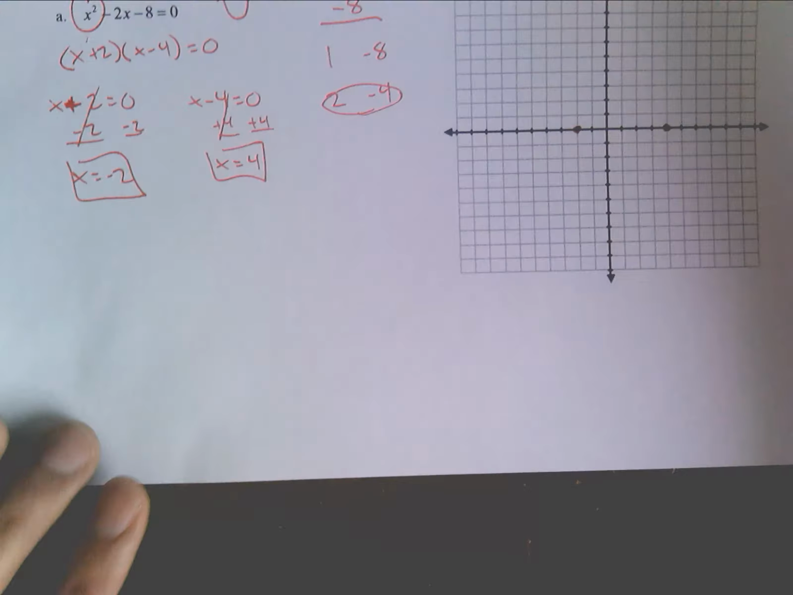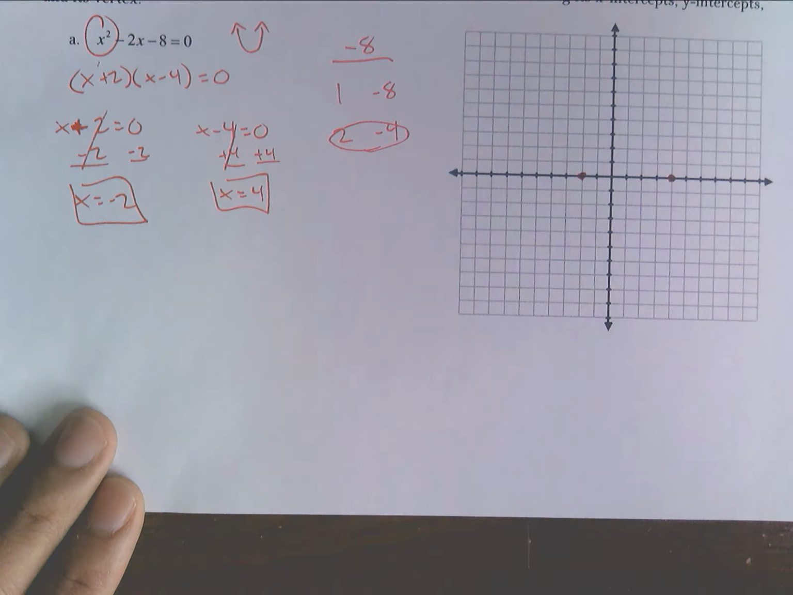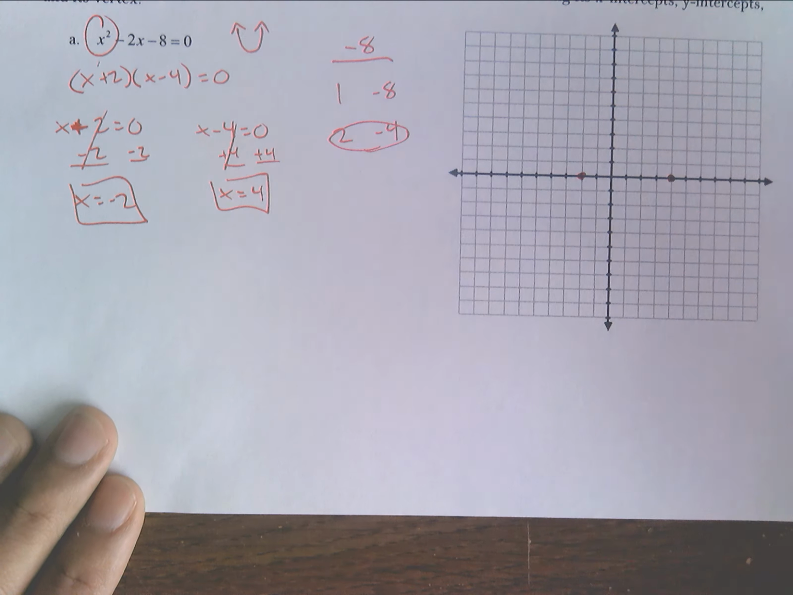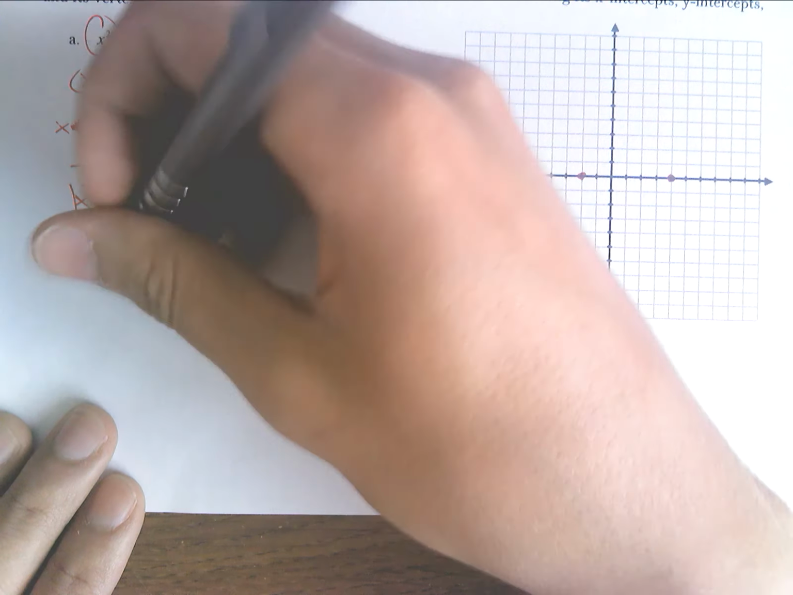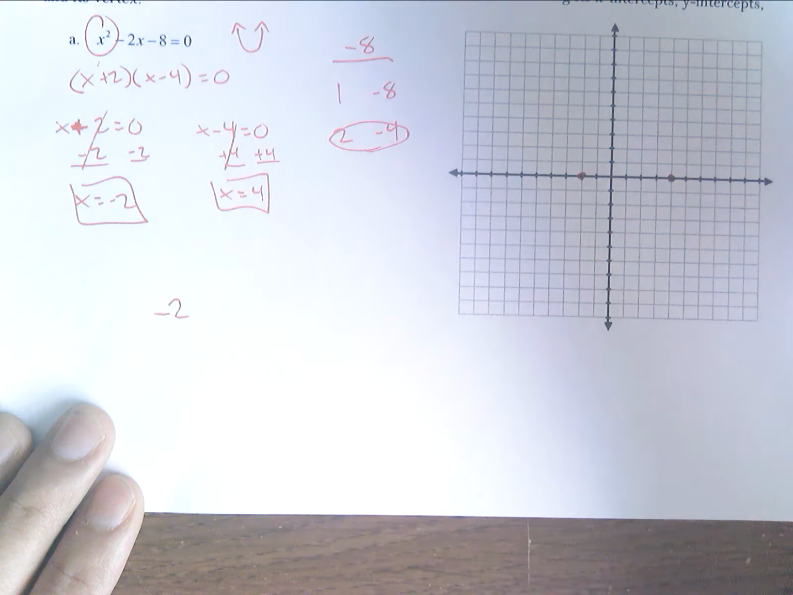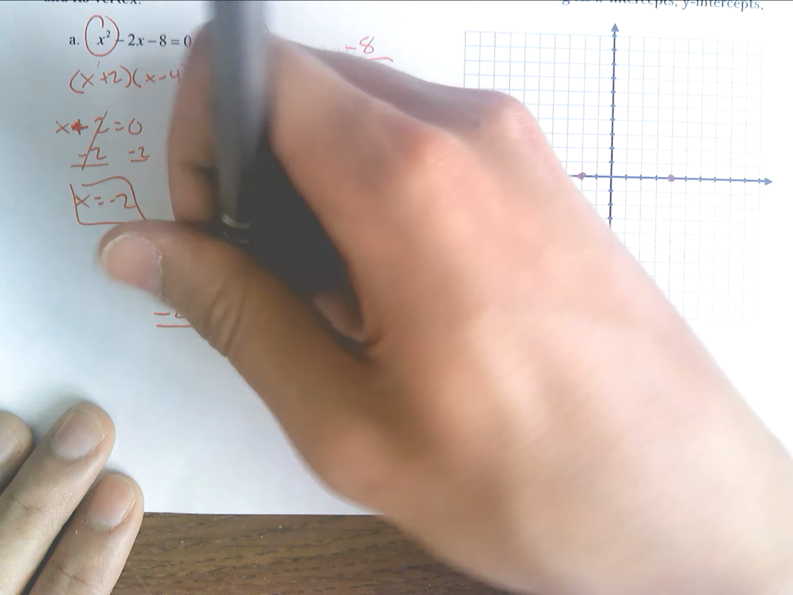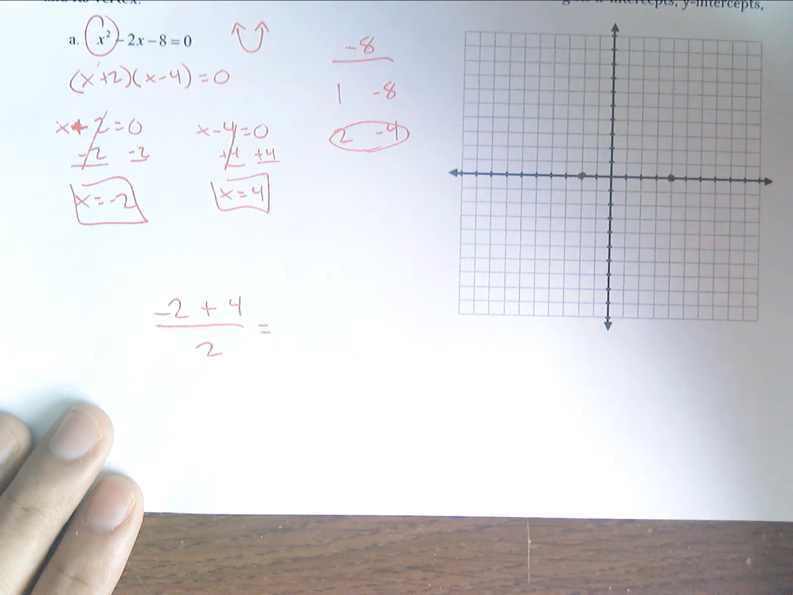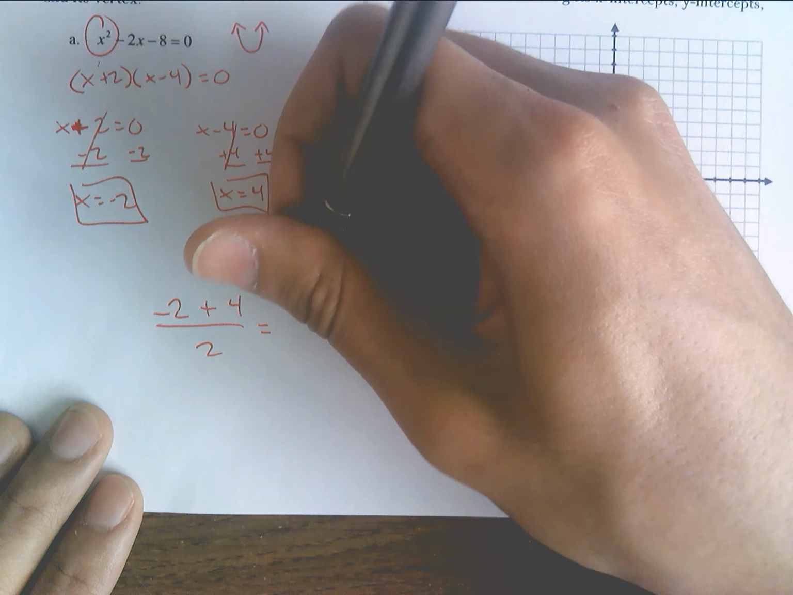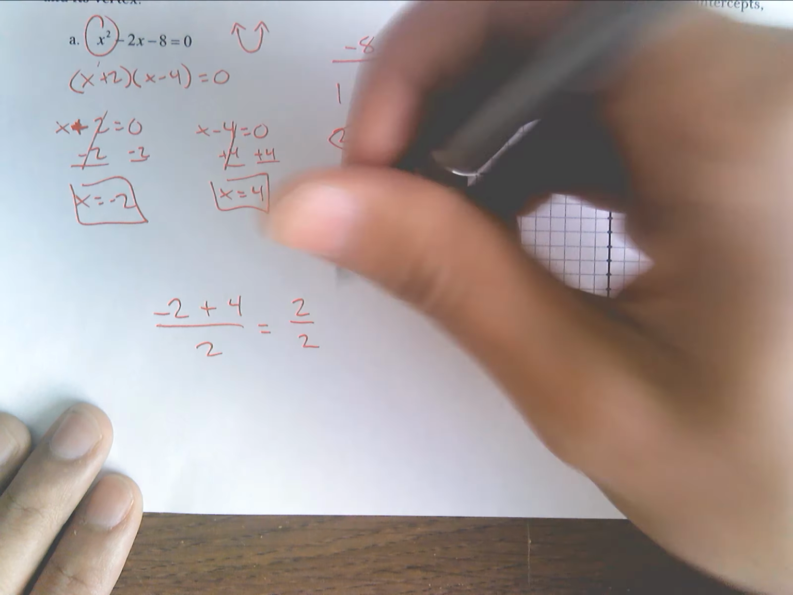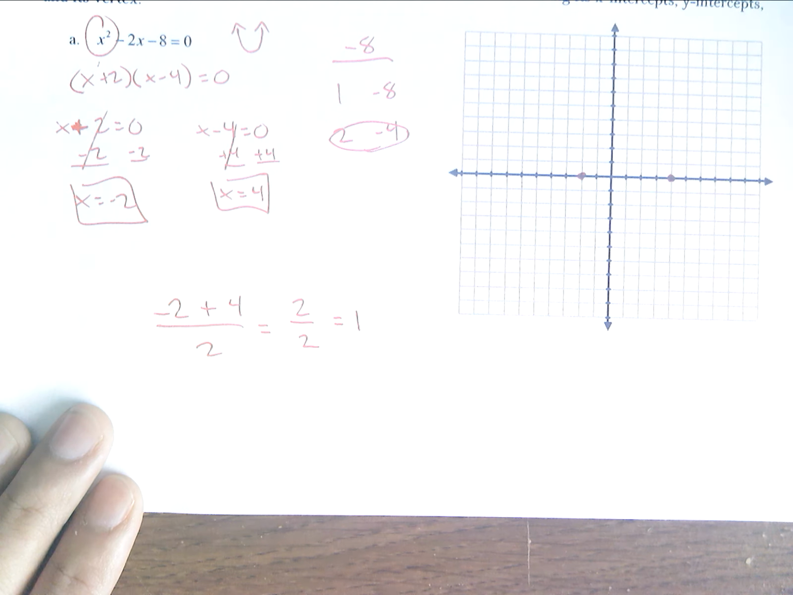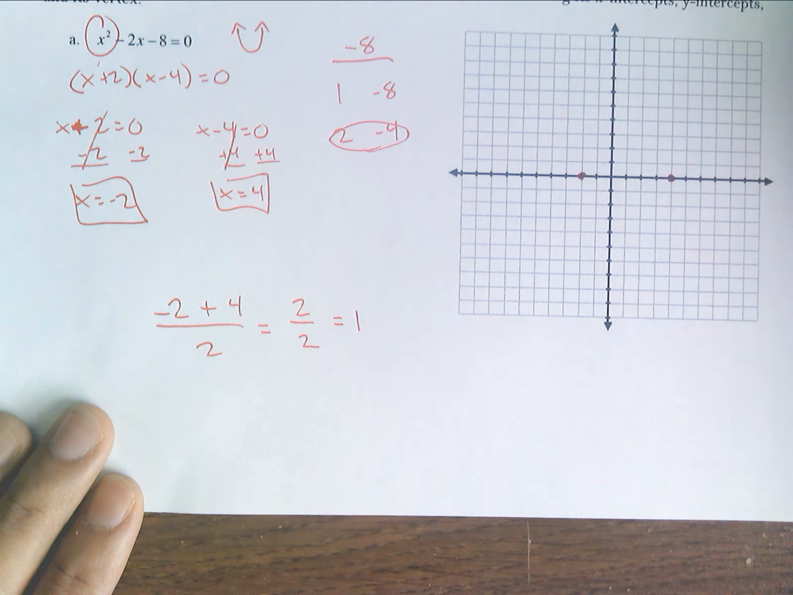So looking down here, our x-intercepts are at -2 and +4. To find the x-coordinate for our vertex, we can take both of those. So -2 plus +4 all over 2. Well, -2 plus 4 is 2 over 2, and 2 over 2 is just 1. So the x-coordinate for our vertex is at 1.